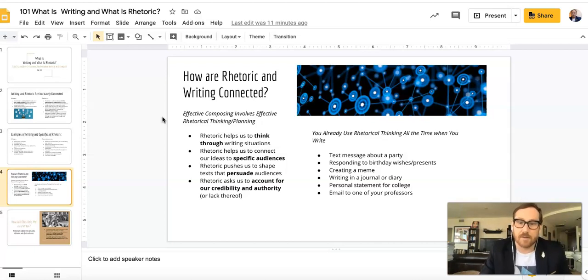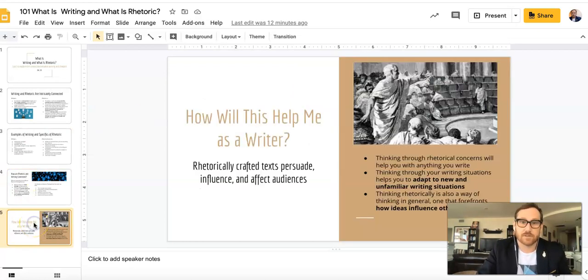Also think about emails to your professors. You're going to be a bit more formal in those emails, especially if you're asking for something. So these are kind of thinking processes that you go through already. I just want you to become more highly aware of them and how the idea of rhetoric, persuading audiences and using effective methods to persuade audiences, plays into your composing habits, especially for this course.